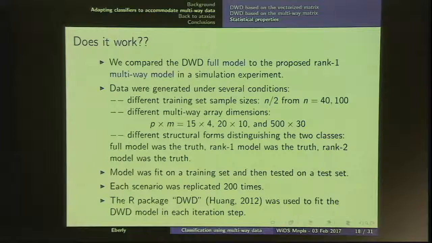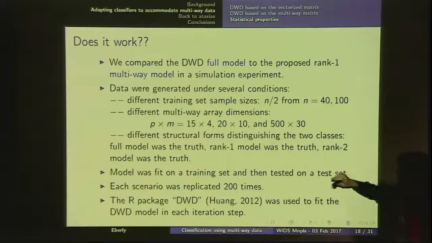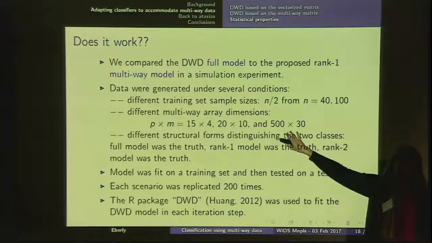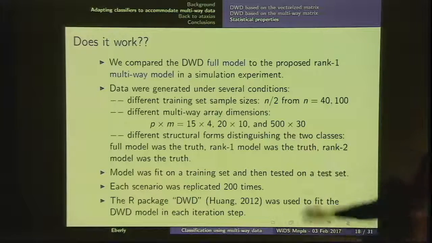So does it work? We carried out a simulation experiment to compare the full model to our proposed rank 1 multi-way model. And in fact, we considered other low rank approximations also. So we generated data randomly under several conditions. We had two different sample sizes. We kept them fairly modest sample sizes here in order to look at small sample properties. We considered different dimensions for the array. This is very analogous to our ataxia example. This is getting a little bit towards big data, not huge, but big.